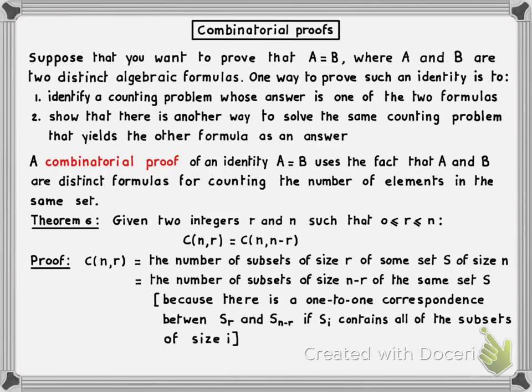Now, it's pretty easy to wrap up the proof because by definition, the number of subsets of size n minus r where the elements of the subset are taken from a set S of size n is equal to C(n, n minus r). And this is exactly the expression B on the right-hand side of the equality. So this concludes our combinatorial proof of Theorem 6.